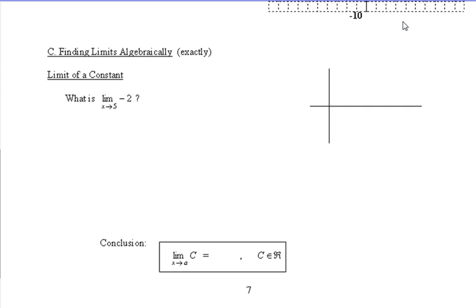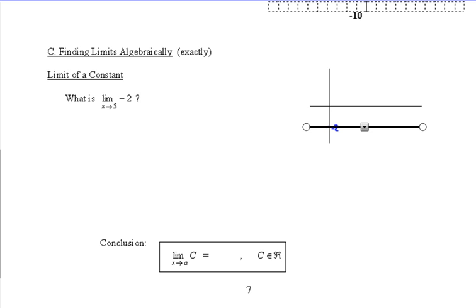Okay, so what is the limit as x approaches 5 of -2? To graph this, it might help. So what does the graph y equals -2 look like? A horizontal line through -2. Here's -2. So we're going to draw a horizontal line through -2.